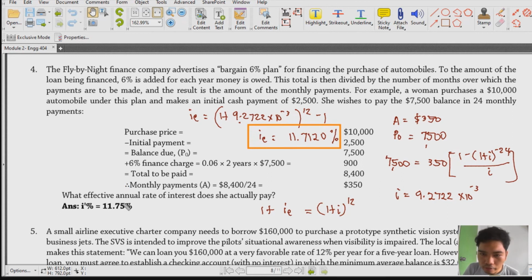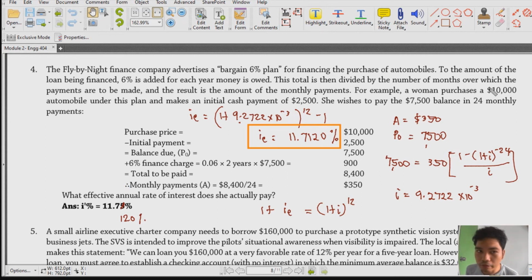So, it's not 75 but 7120%. So, there was maybe a discrepancy in the decimal. I think what I used there was only 9.27 maybe. No. So, that's really it. 11.7120. Okay? So, that ends the solution for your number 4.